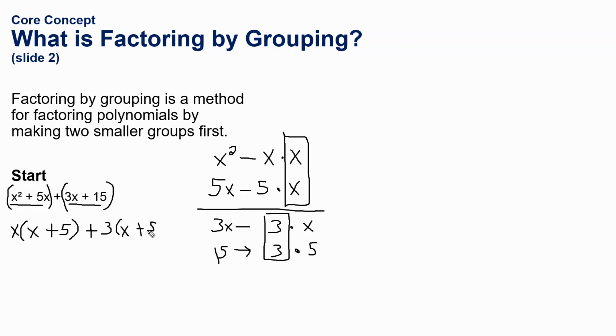In other words, if I was to check my work and I did 3 times x, I get 3x, and 3 times 5 is 15. Okay, so now I've done the reverse distributive property.